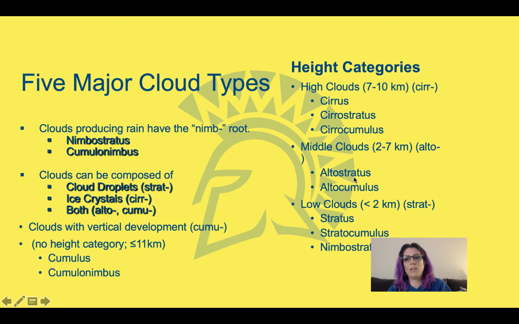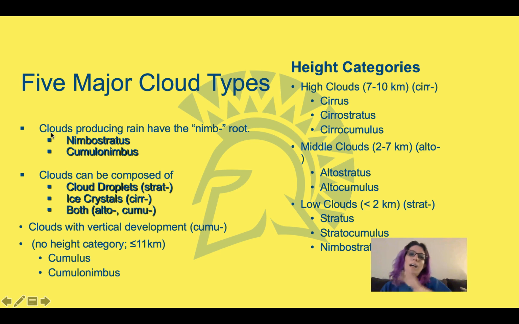Now, middle clouds are going to be 2 to 7 kilometers, and they're going to have the term alto in it. So altostratus, altocumulus, things with the word alto are going to be in the middle of the atmosphere. These can be a combination of water as well as ice. And the high clouds, which would be 7 to 10 kilometers, are going to have the term cirr in it. So cirrus, cirrostratus, cirrocumulus. These are clouds that are higher up in our atmosphere, and these will always consist of ice crystals.